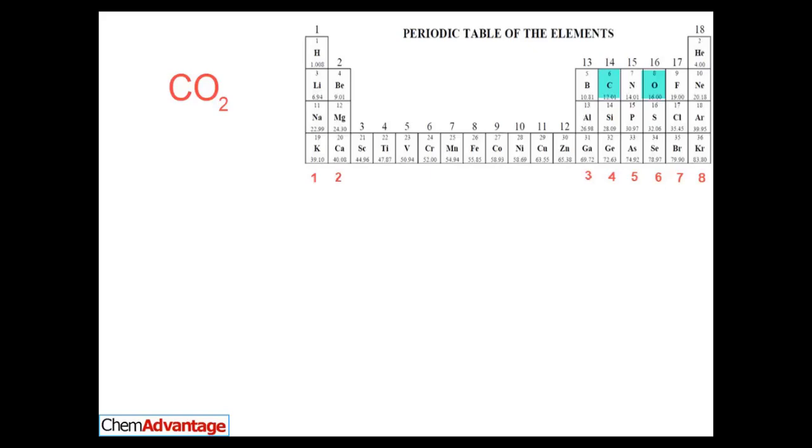Here we go, another Lewis dot diagram, in this case for carbon dioxide. And we know the system pretty well, but there's a couple of newer things I want to introduce in this one. So here we've got carbon dioxide, carbon and oxygen, and you know the drill already.